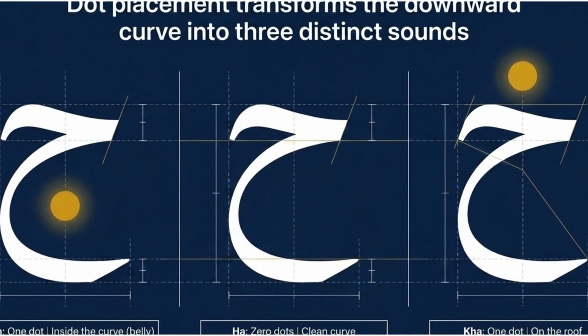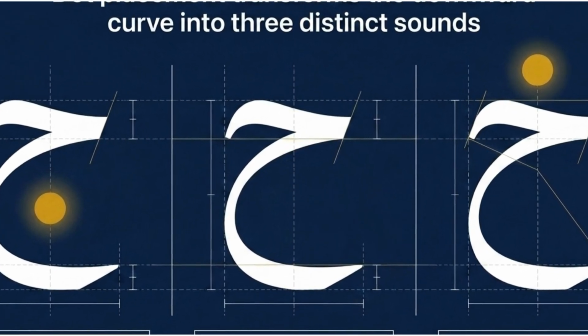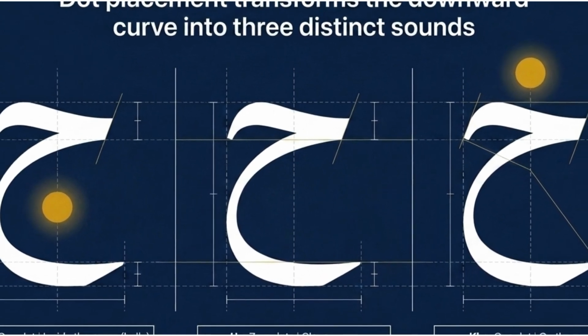Jeem has 1 dot inside the curve. Ha has 0 dots. Kha has 1 dot on the roof.